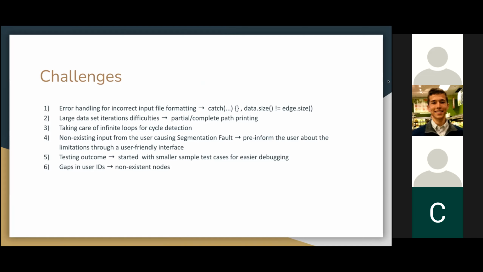And finally, the gaps in user IDs that were mentioned before: most notably in PageRank, there had to be special care to avoid calculating for those non-existent nodes. So we had to keep track of which nodes are actually present in the graph and take that into account in the implementation of PageRank.